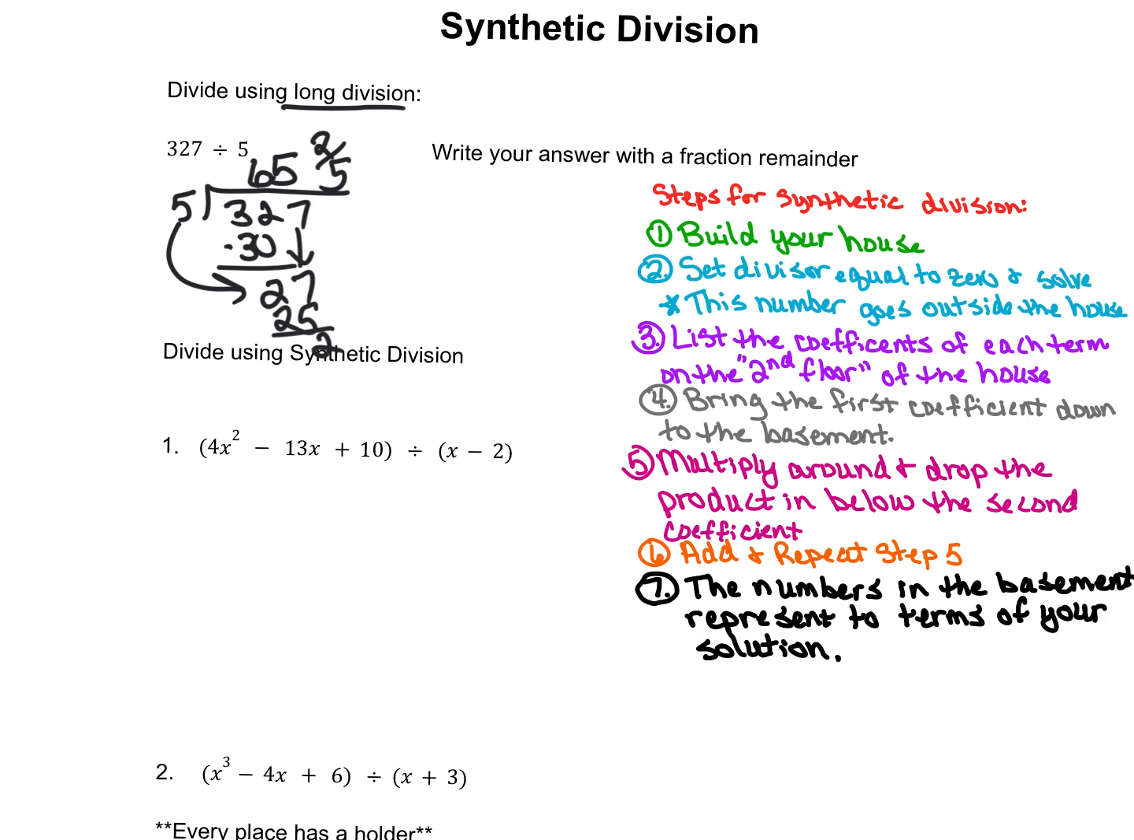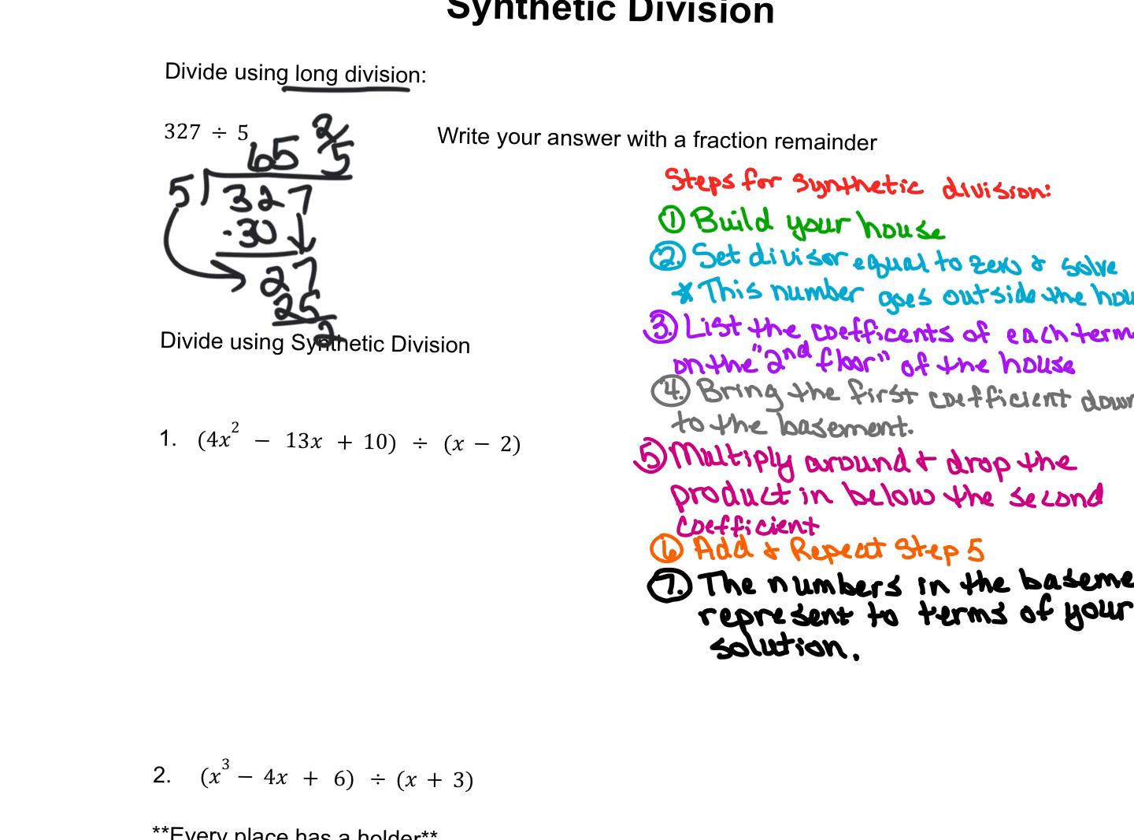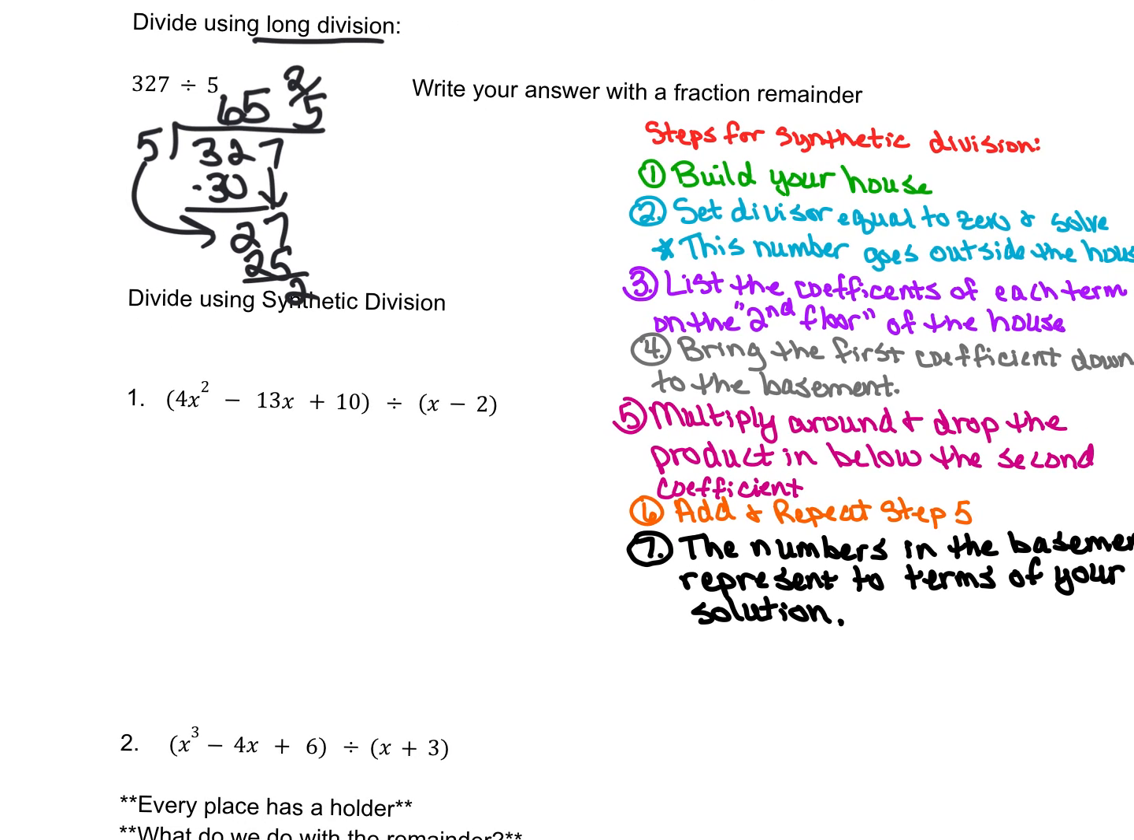The first thing we do, how I phrase it anyway, is we build our house. In the long division question above, we built our house with a roof. Notice we have a roof up here. When we do synthetic division, we build our house with what I call a basement. So we're going to put it the opposite way, with a basement instead of a roof. That's step 1. We build our house. That's a pretty basic house.